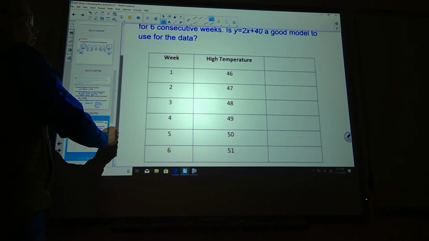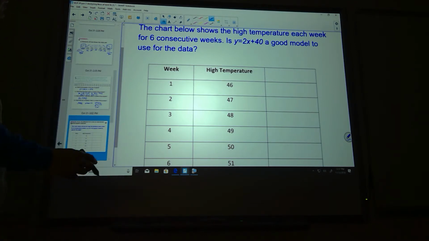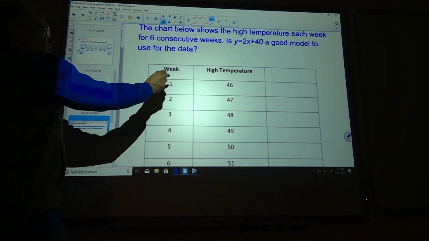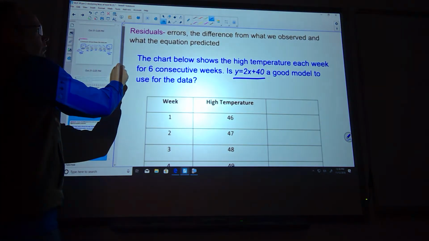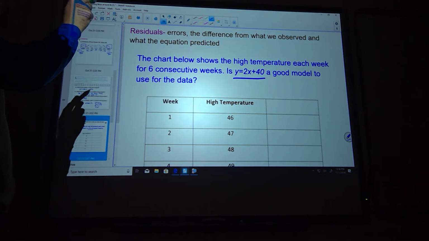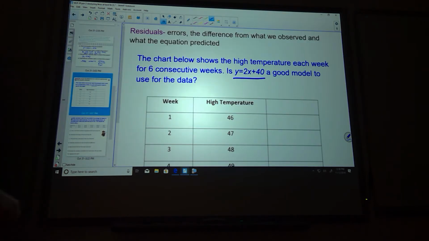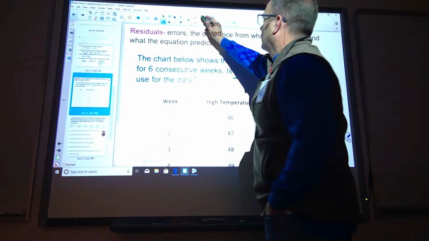So they want us to use this. So they collect the data. We're asking, is this a good equation to use for our data? And let's see this one more time. Residuals, errors, the difference from what we observed from what we predicted. That's my next slide. Okay. So this is my observed information. This is the one that goes with it. All right, so let's fill out the rest of this graph.